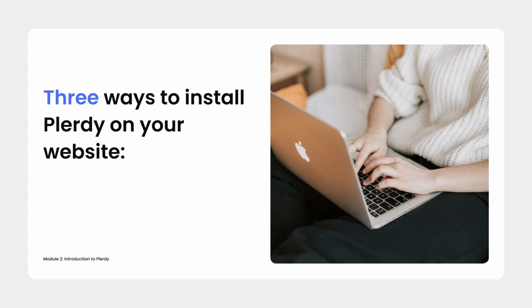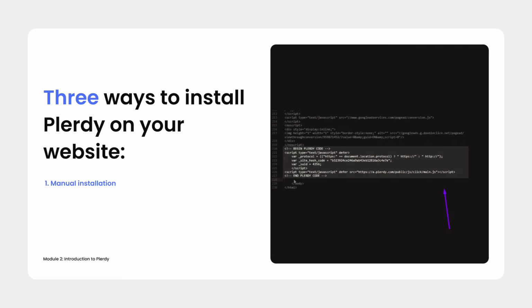Depending on your site's platform and your level of technical expertise, there are several ways to install Plerdy on your website. This lesson will cover a few of the most common methods. Method 1. Manual installation. For this method, you'll need to add the Plerdy tracking code directly to your site's HTML. Locate the closing head tag in your site's source code and paste the Plerdy tracking code just before it. This method works for any website, regardless of the platform or content management system.